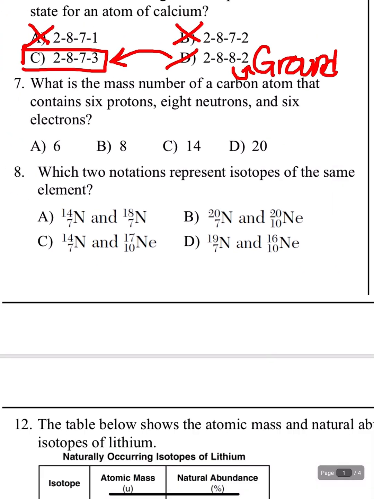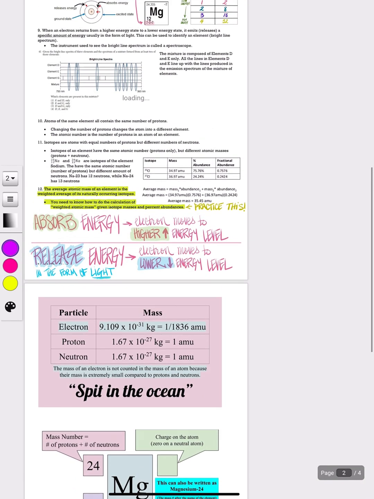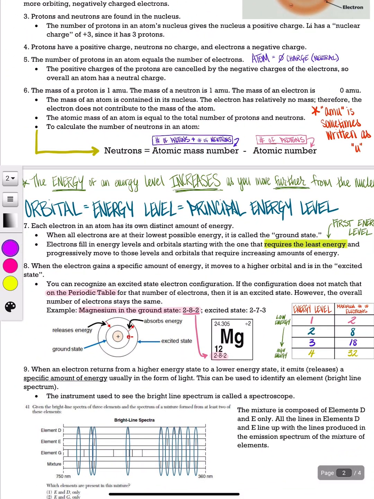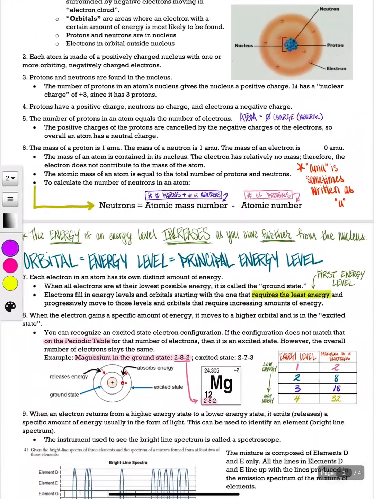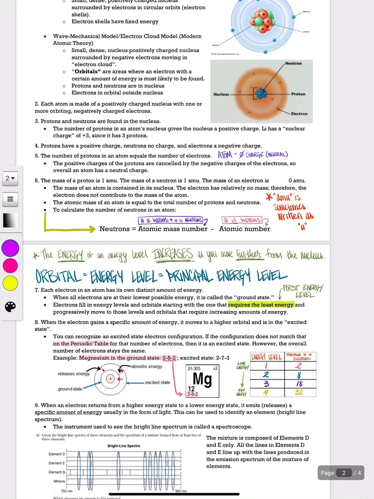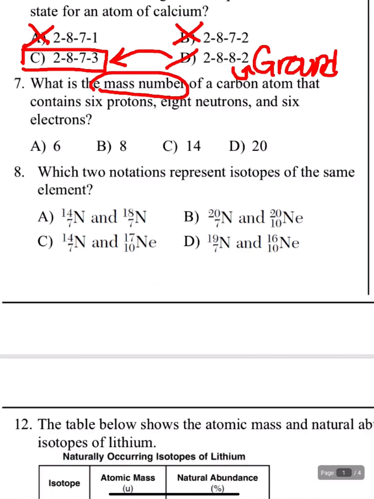Number 7. This is asking for the mass number. The mass number is the number of neutrons plus protons. And it is right here. So let me write it over there on the practice test.